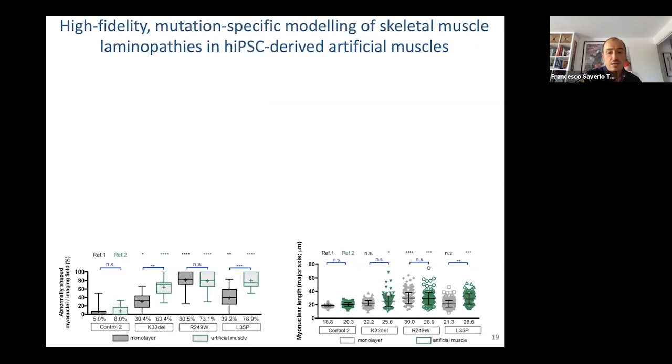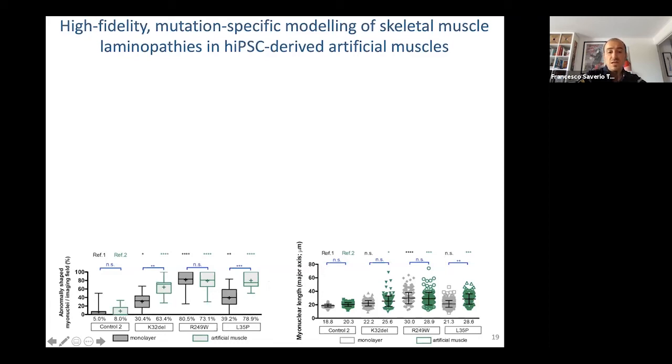They've been looking not only at the morphology of those nuclei, but also detailing the difference between the monolayer and the artificial muscle on a mutation-specific basis, as you can see in these graphs, both looking at the overall number of abnormally shaped nuclei and at the nuclear length, comparing the monolayer and the artificial muscle on a mutation-specific basis. And as you can see, in the vast majority of the cases, the 3D model gives you a high pickup rate of the abnormalities. You can notice that here, and also for the elongation here and here, for example.